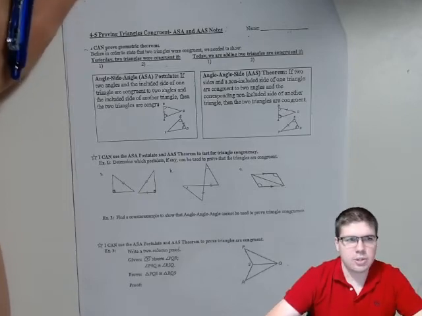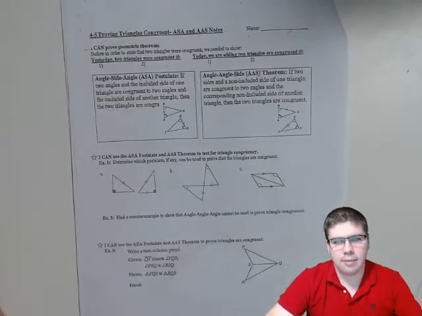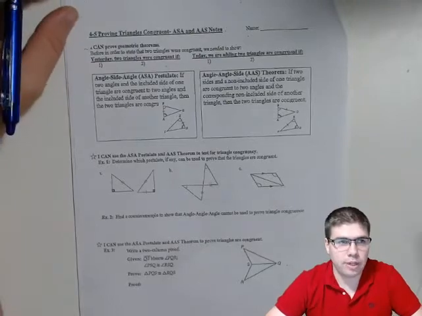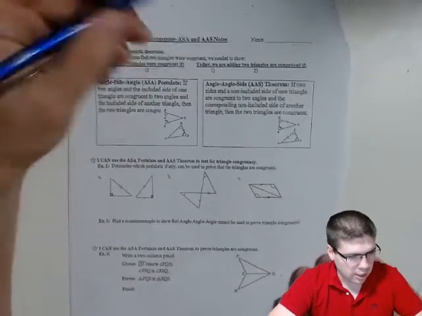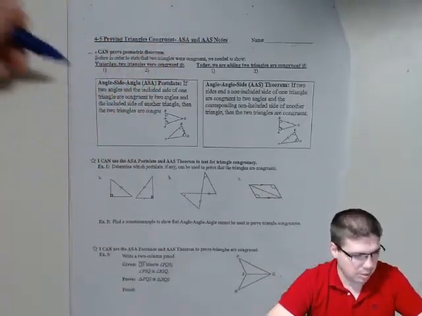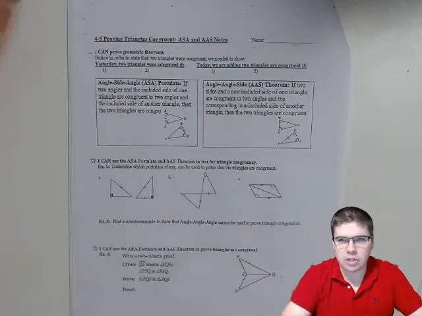Hey Geometry, so today we're going to take a look at a couple more shortcuts for proving that triangles are congruent. We're going to have ASA and AAS, and you can probably guess what each of those is.